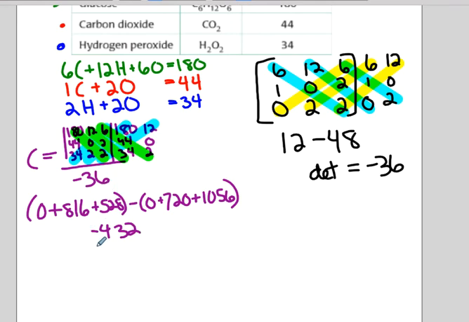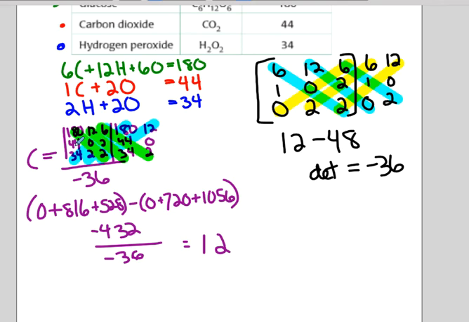So divided by that negative 36 would give me an answer of 12. So the atomic weight of carbon is 12. And then you could repeat this for the other elements, replacing the middle column or the right column with these same numbers, and get the other ones that way.